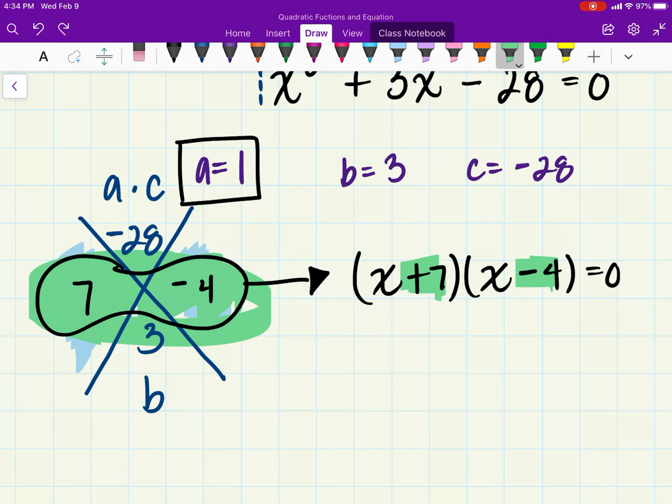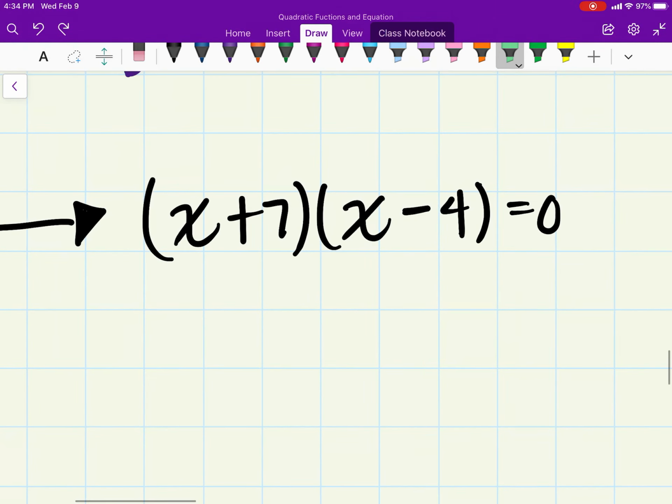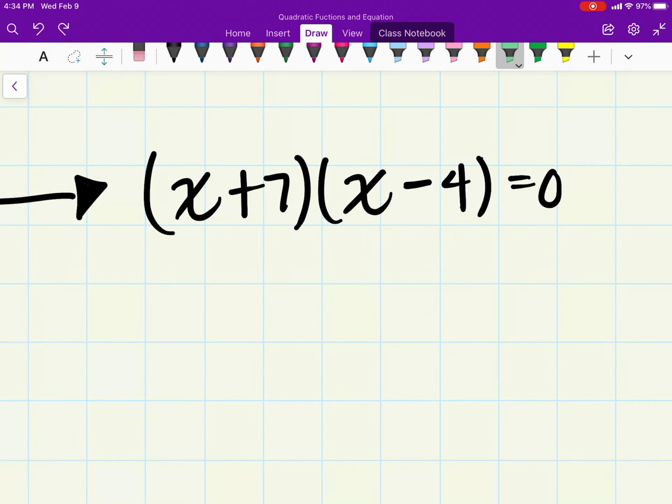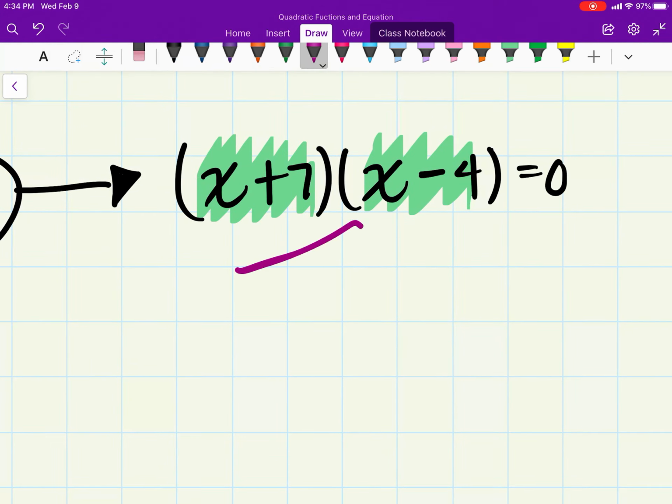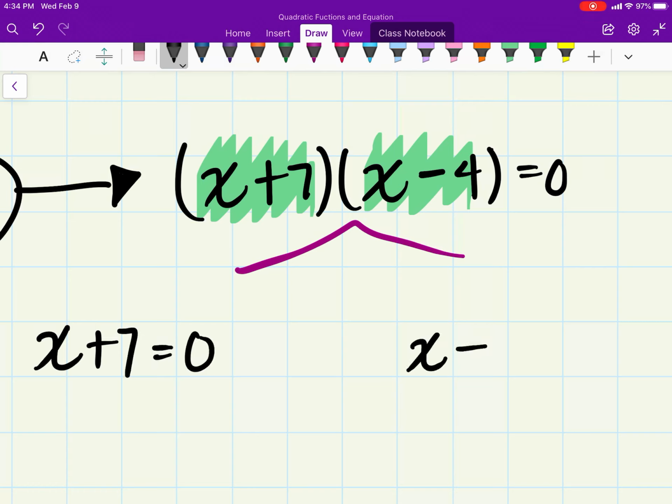So in this case, guys, we're almost done here. We want to go ahead and once again solve for x. Just like we did in example 1, if we want to solve for x, we have to make each expression that has a variable equal to 0. So x plus 7 is one expression and x minus 4 is another one. Let's go ahead and break those up. I have x plus 7 equals 0 and x minus 4 equals 0.